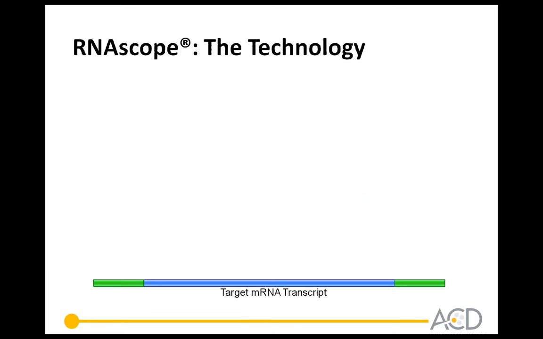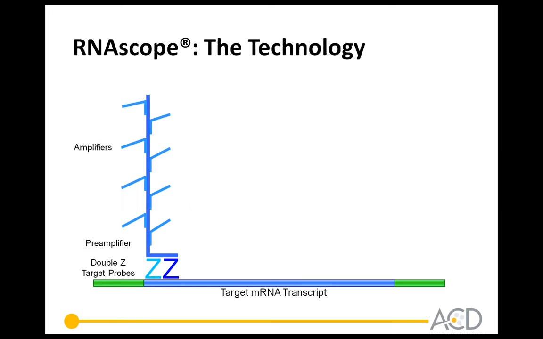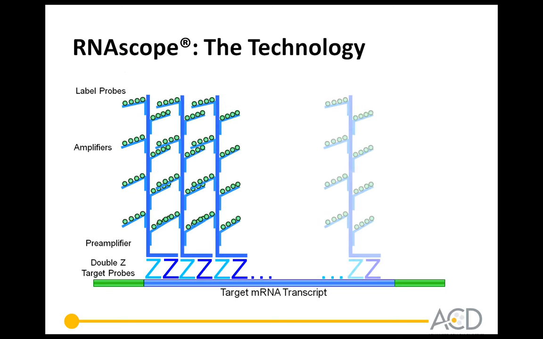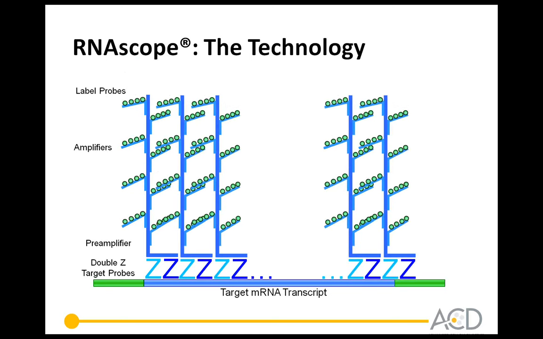And in the next few slides you'll see an animation of how these serial hybridizations build this structure upon the target messenger RNA molecule, and this occurs within the FFPE tissue or fresh frozen tissue during sequential hybridizations in the assay workflow.